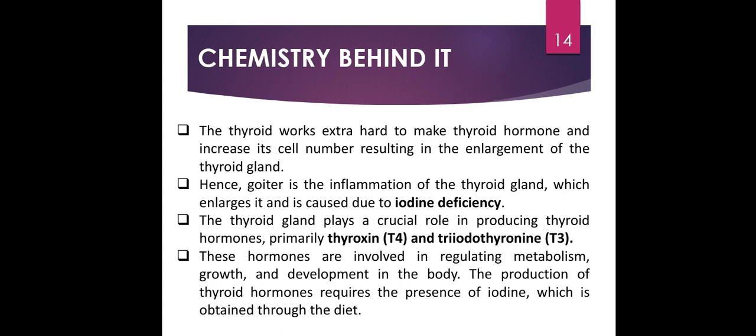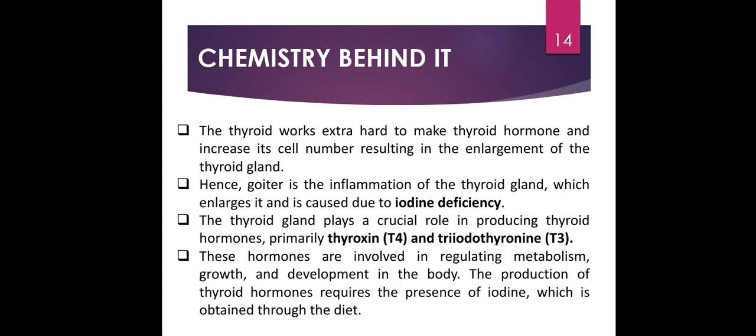What is the chemistry behind it? Now we will discuss the chemistry behind goiter. The thyroid gland works extra hard to make thyroid hormone and increases its cell number, resulting in enlargement of the thyroid gland. The thyroid gland plays a crucial role in producing thyroid hormones, primarily thyroxine, which is T4, and triiodothyronine, which is T3. These hormones are involved in regulating metabolism, growth, and development in the body.